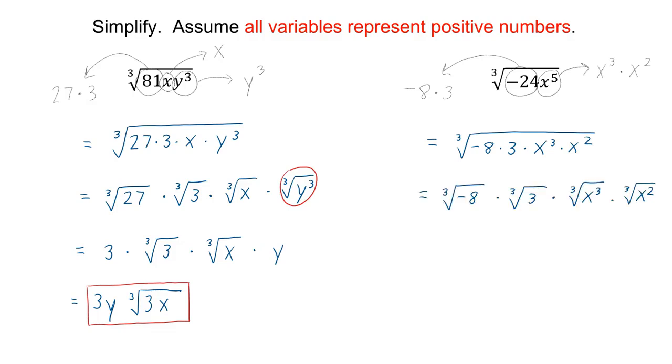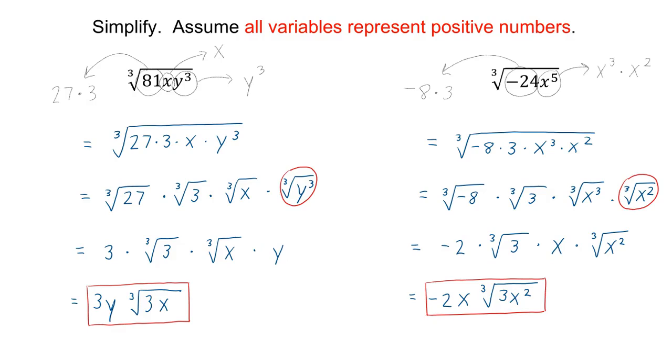Using the multiplication property of radicals, that gives us the cube root of negative 8 times the cube root of 3 times the cube root of x to the third times the cube root of x squared. The cube root of negative 8 is negative 2. The cube root of 3 is already fully simplified. The cube root of x to the third is x, because x times x times x is x to the third. And the cube root of x squared is already fully simplified. And that gives us negative 2x times the cube root of 3x squared.